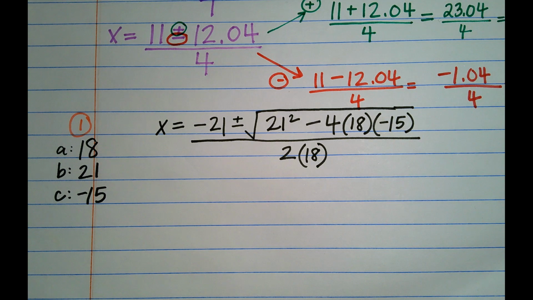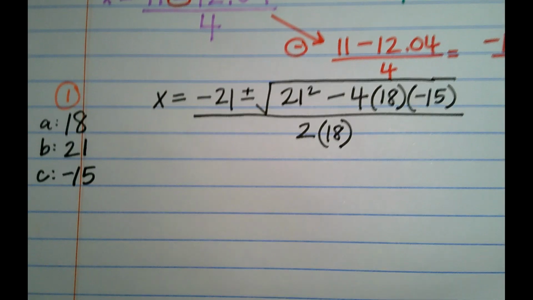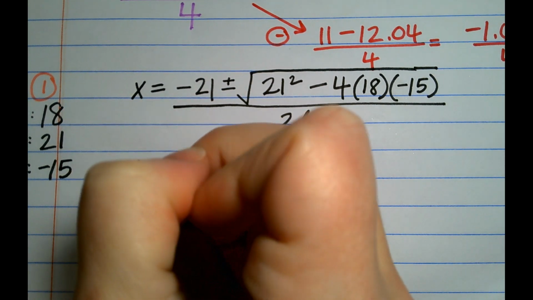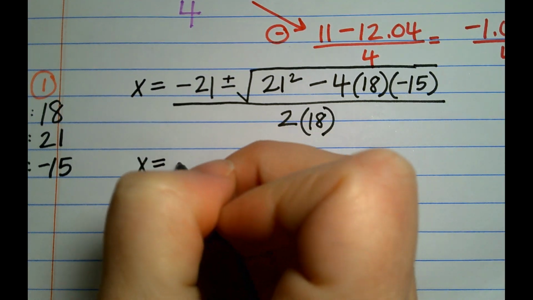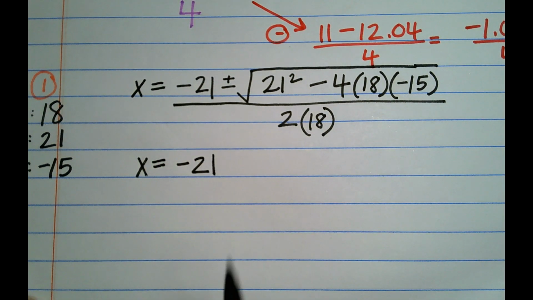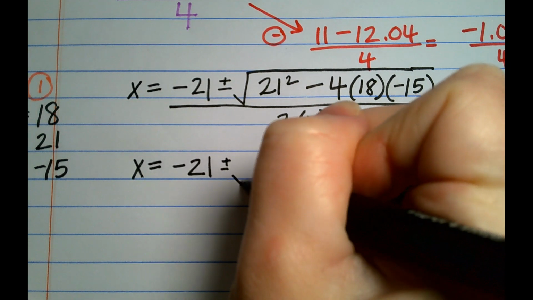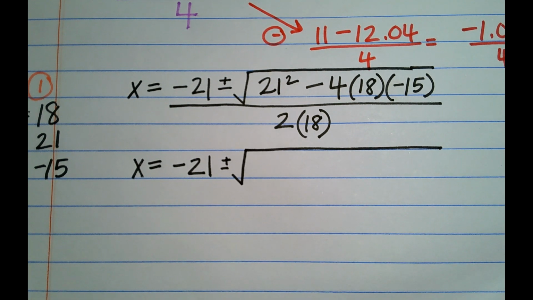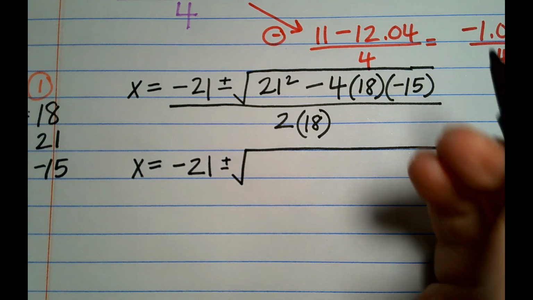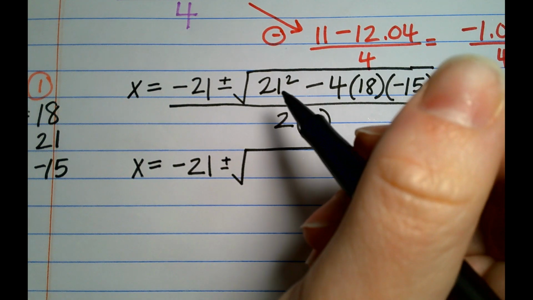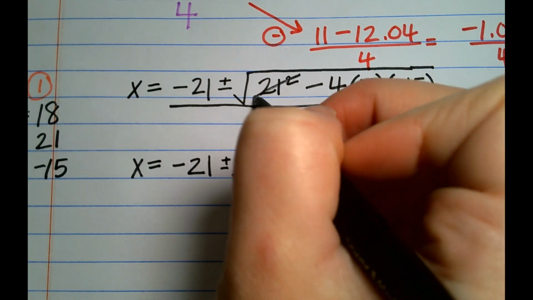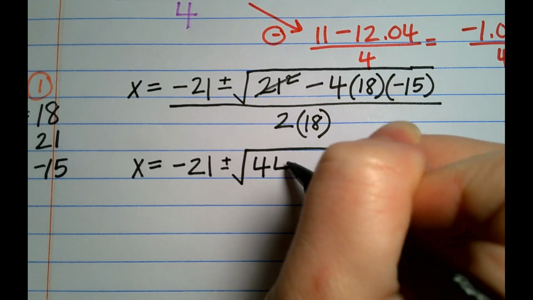Now we need to start simplifying, and we'll just do it all kind of left to right, rewriting everything as we go. So, I have x equals, my negative 21 doesn't need to change, plus or minus, and now I'm going to rewrite my square root. And what is 21 squared? 441. So remember, squared means that number is being multiplied by itself. 21 times 21 gives us 441.